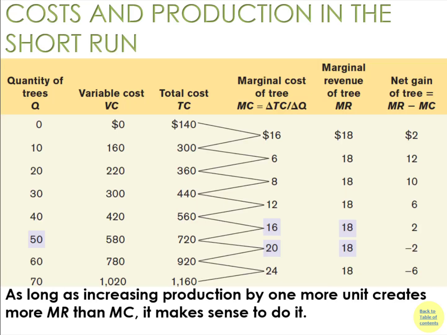So here's that same data for your tree farm, and you can see that the additional revenue and additional cost cross at that quantity of 50. That's the optimal output.